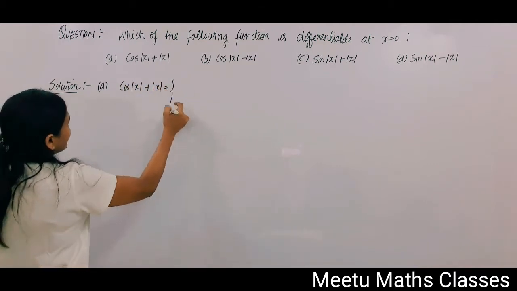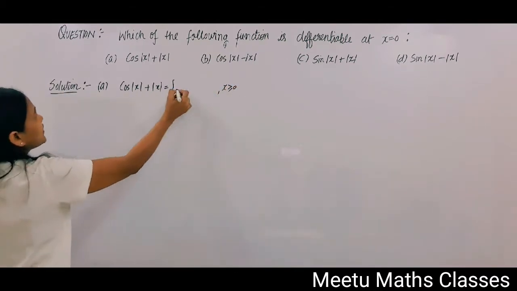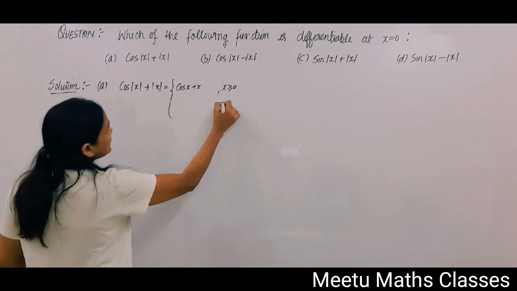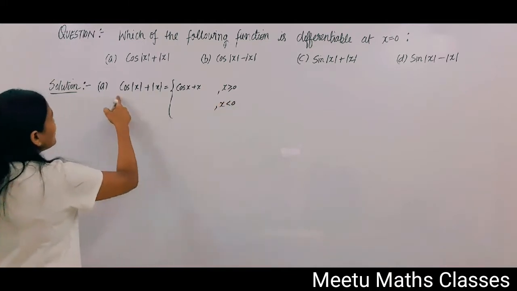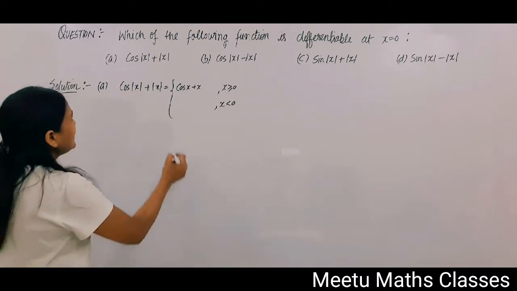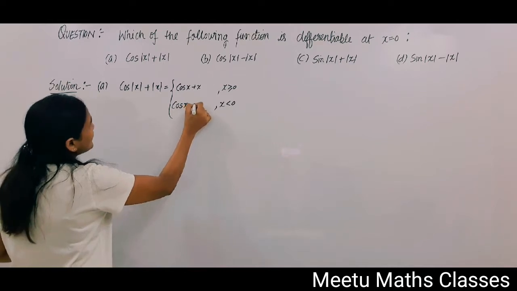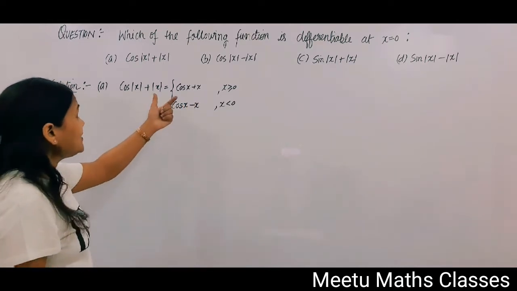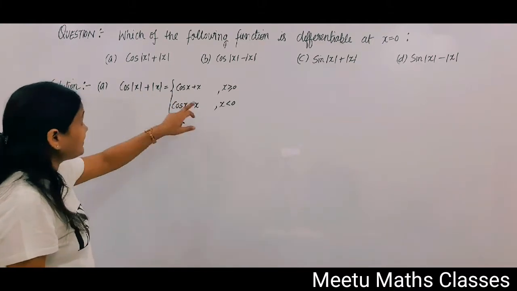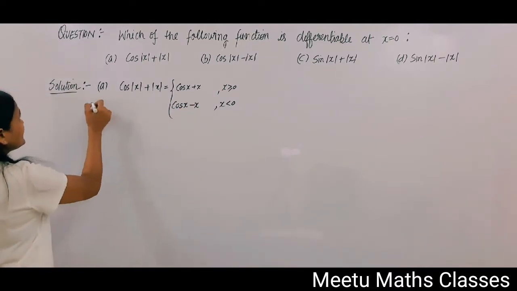And you can define this as, when x is greater than or equal to 0, your function will become cos x plus x, and when x is less than 0, cos x is an even function, आप इसको negative input भी देंगे, then it will be equal to cos x only, and this will become minus x. Now your first function is a continuous function. You can find out the derivative of this function.